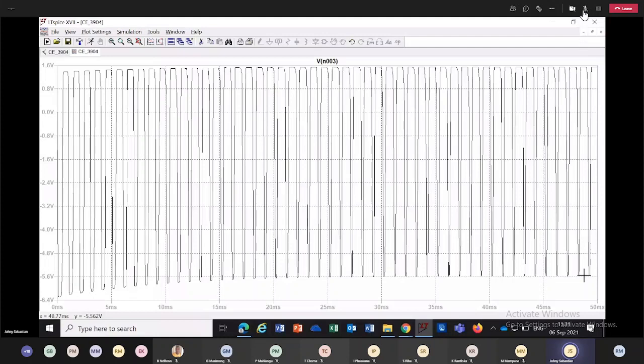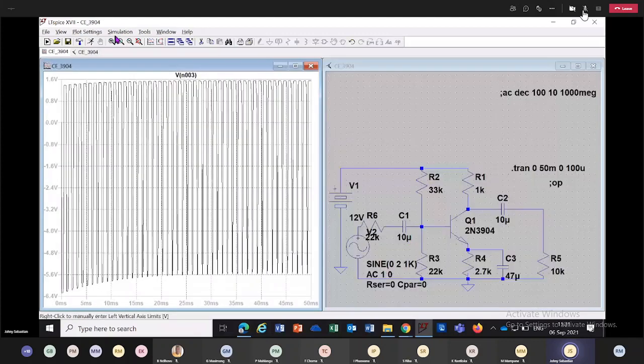If you want to see it more clearly, what we can do is go into simulation. It is still simulating, I believe. No.